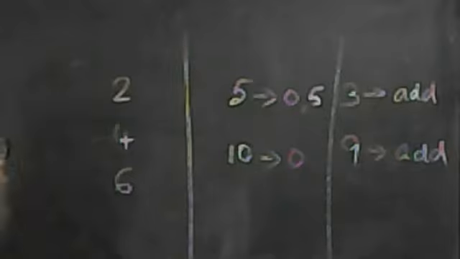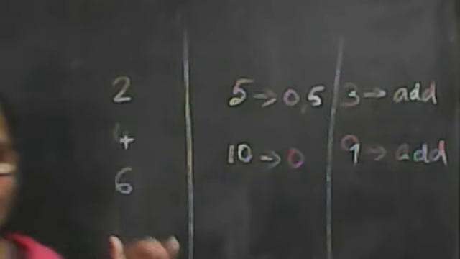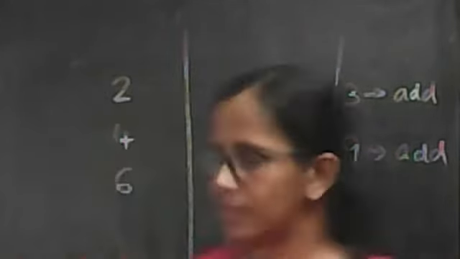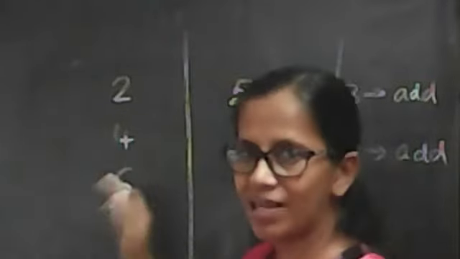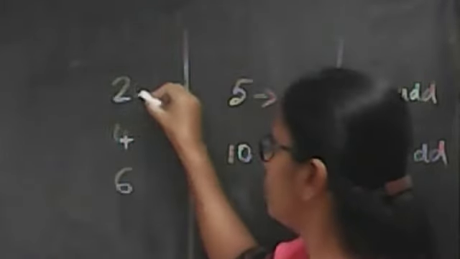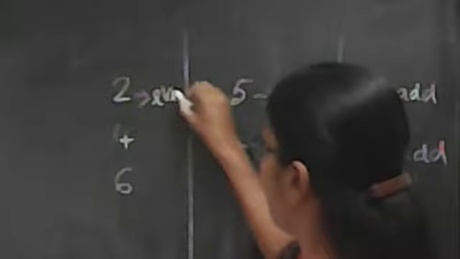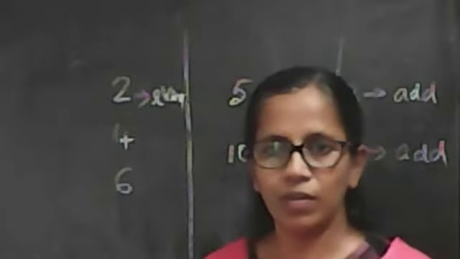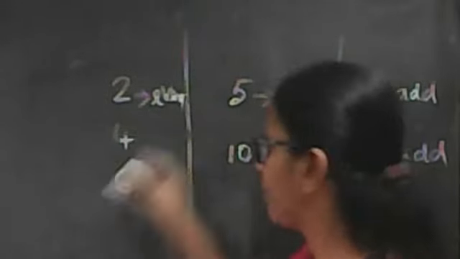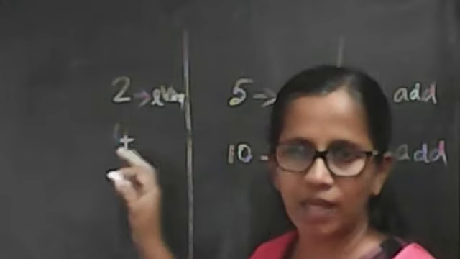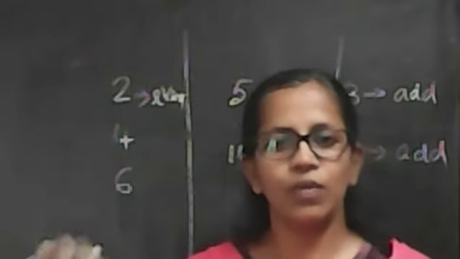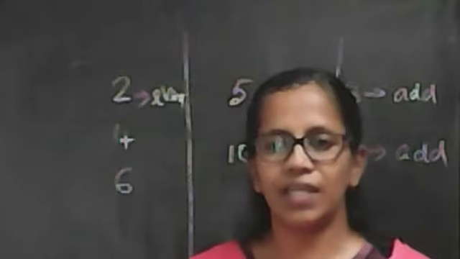Then come to 2, 4 and 6. These are entirely different, with no comparison. For 2, it should be an even number. Looking at the ones place, if it is ending by 0, 2, 4, 6 or 8, it is an even number.